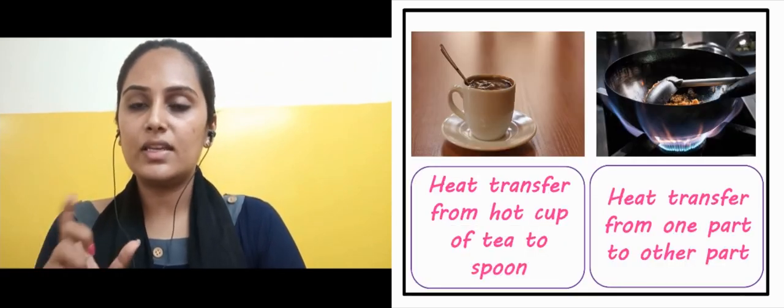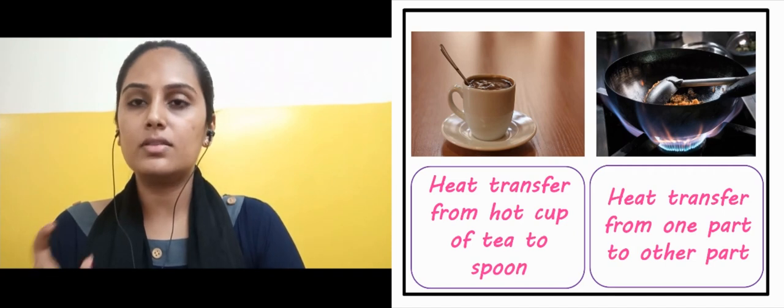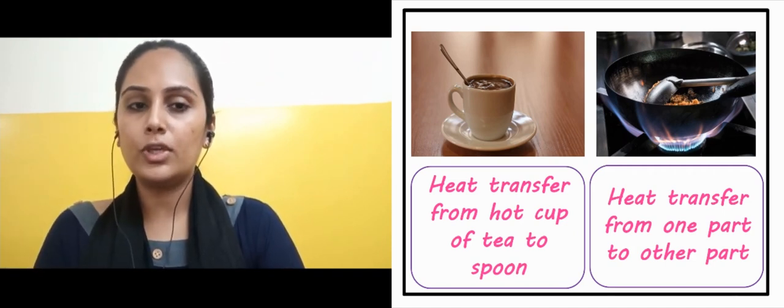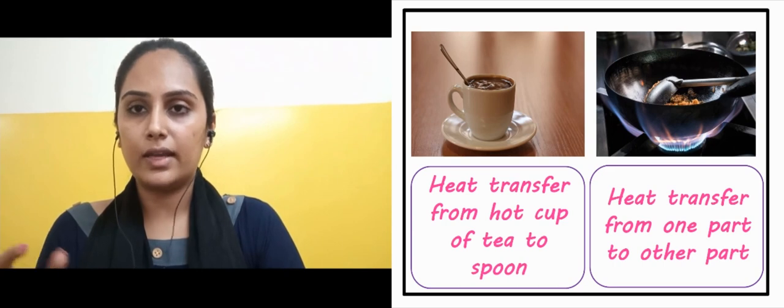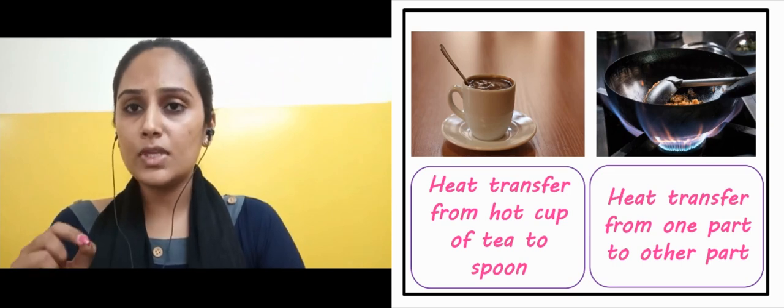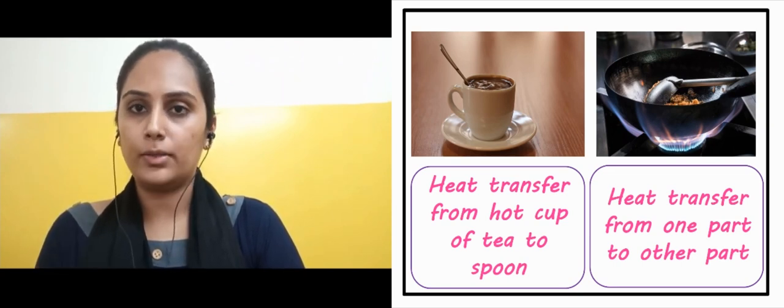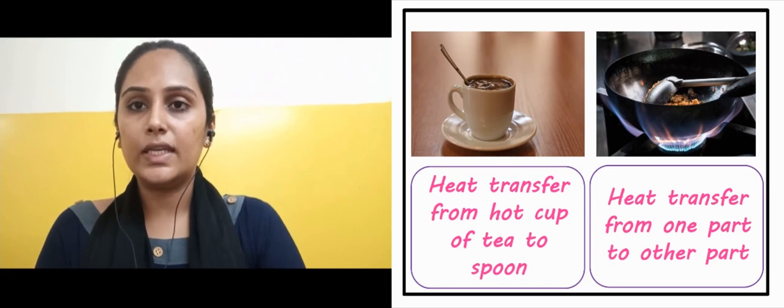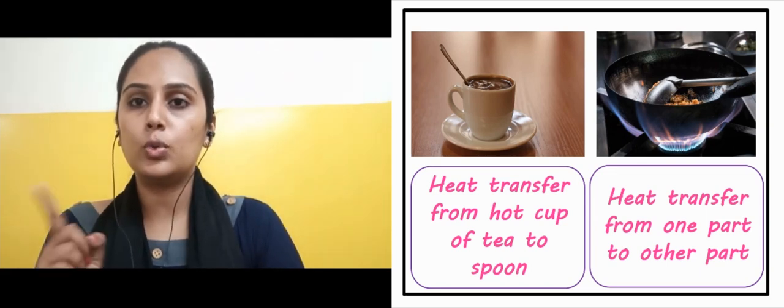Now we'll see some of the examples from our day-to-day routine. First one, you can see it's an image of a cup and saucer. It's a hot cup of tea and a spoon is kept in that. Heat transfers from hot cup of tea to spoon. It is a direct contact, right? Tea is hot and spoon is kept inside it. So what happens? Even the spoon becomes hot.